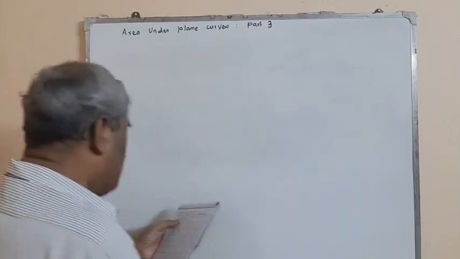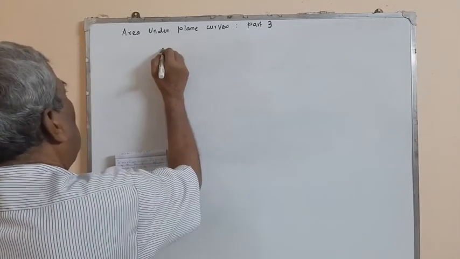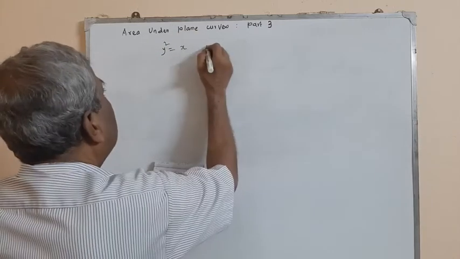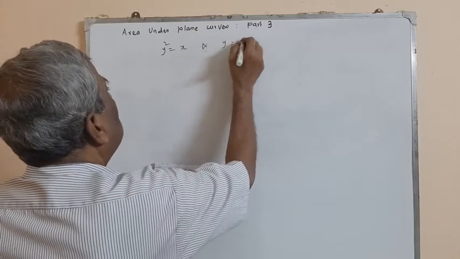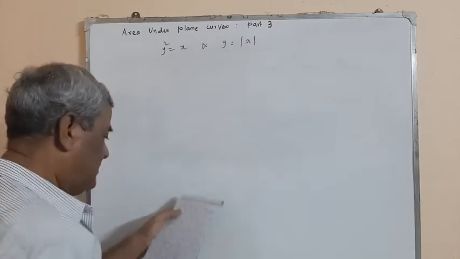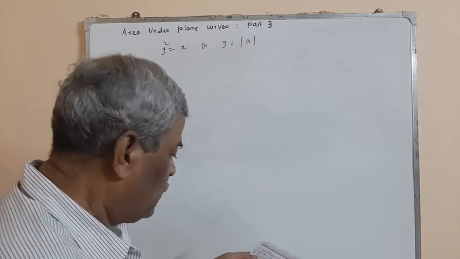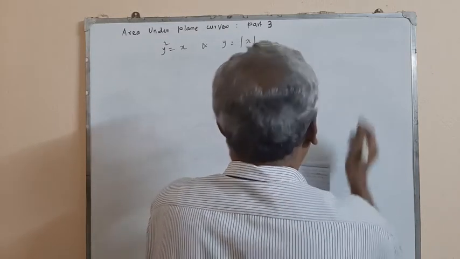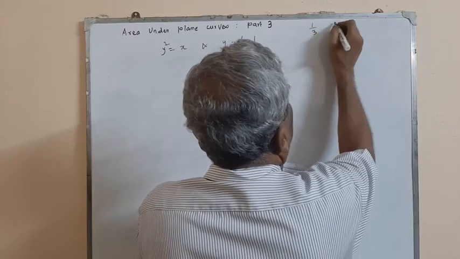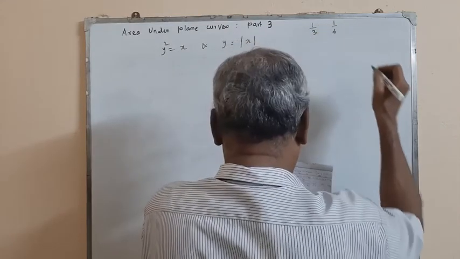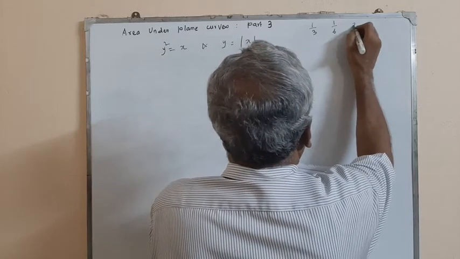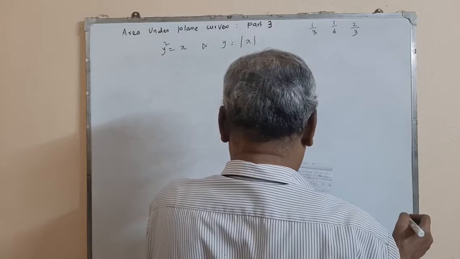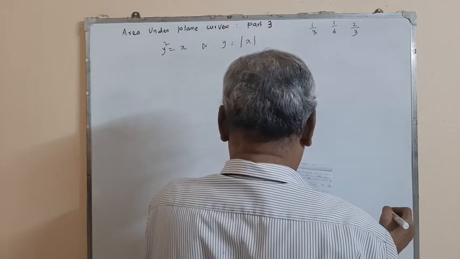Area of the region bounded by y square is equal to x and y is equal to mod x. So two curves are here. Options are 1 by 3, 1 by 6, 2 by 3, and 2.